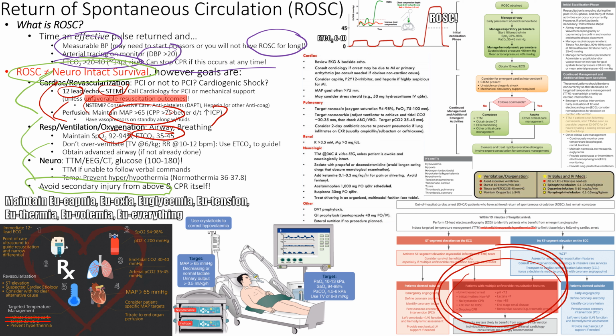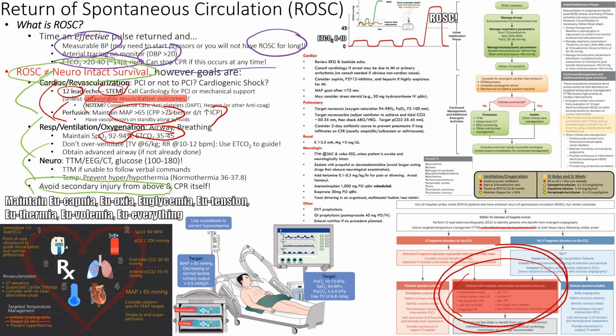So you want to make sure you have good 92-94% SATs. Don't overventilate, right? So tidal volume 6 to 8 per kilo. Respiratory rate not too fast, right? End-tidal CO2 will help guide us. We don't want the CO2 to get too high and hypercapnic. That's not good for the brain. And the flip side, hypocapnia is not good for the brain. So we'll talk about that more, especially in neuro.